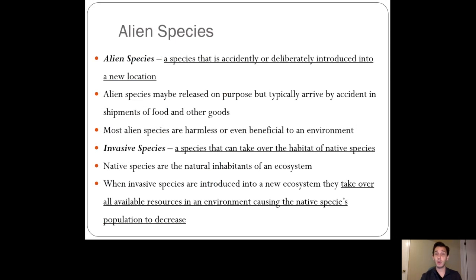Now we're going to talk about something called alien species, or we might call them, in some cases, invasive species. Okay, so alien species is not something from another planet.